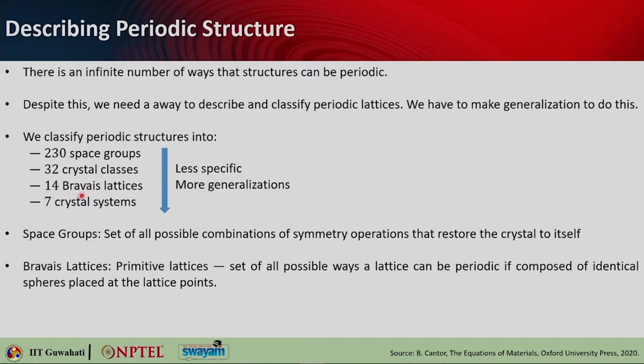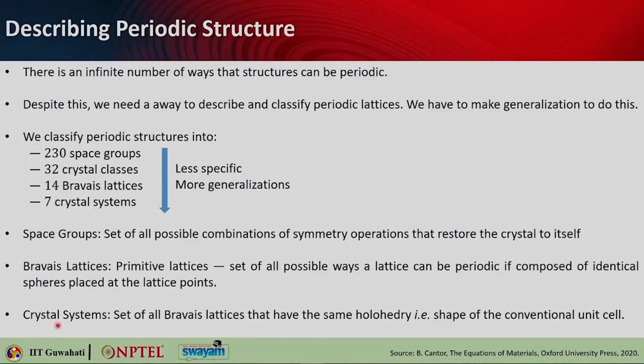Now, if you take the example of the 14 Bravais lattices, they basically are the primitive lattices. That means these are the set of all possible ways a lattice can be periodic if composed of identical spheres placed at the lattice points. So these lattices are the structure at which you can repeat the unit cell. Here if you take identical spheres as your unit cell, that you can place at every lattice point, that will create that particular arrangement.